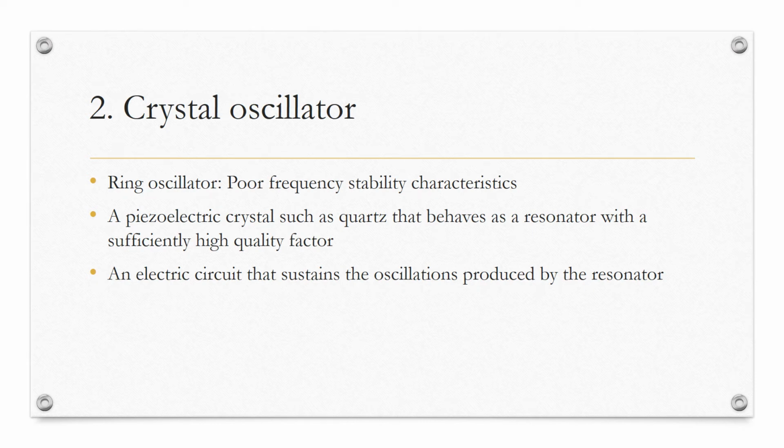Then the second type of oscillator, which is very popular and very stable, is the crystal oscillator. The ring oscillator has poor frequency stability characteristics. So what is a crystal oscillator? A piezoelectric crystal such as quartz behaves as a resonator with a sufficiently high quality factor, and an electric circuit sustains the oscillation and produces the resonance.